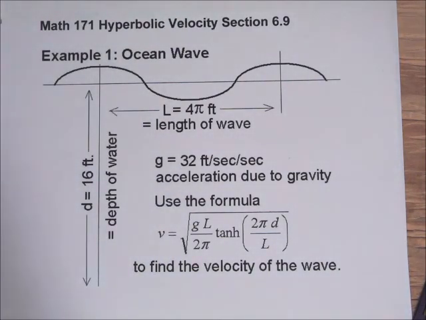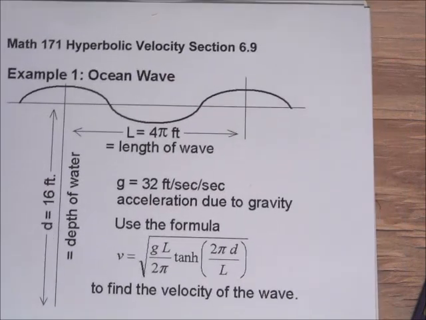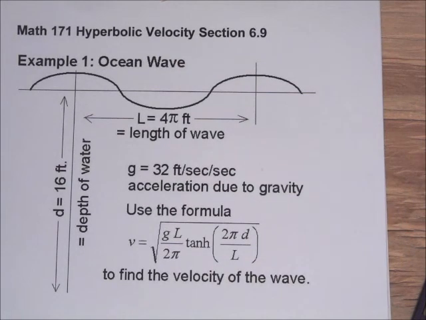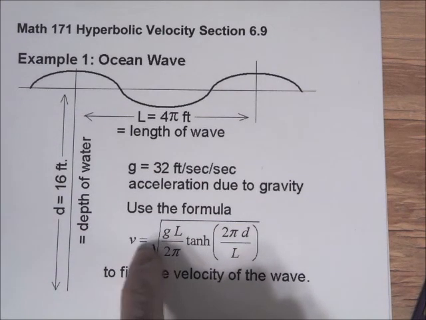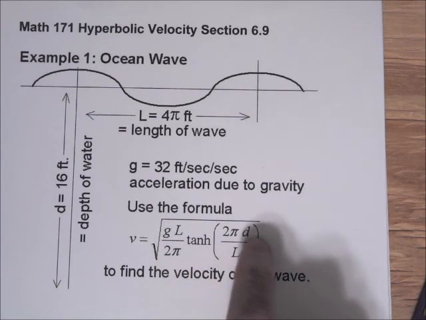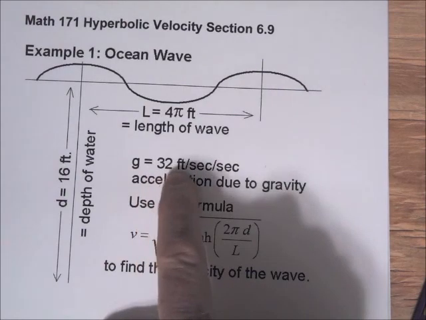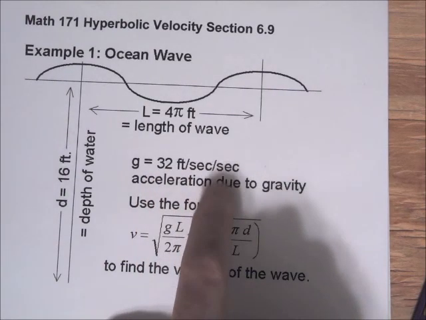Section 6.9, applying hyperbolic functions to velocity. In this example, we have an ocean wave, and we have a formula for the velocity. V is equal to the square root of g times L over 2 pi times the hyperbolic tangent of 2 pi d over L. So g is the acceleration due to gravity, 32 feet per second per second.